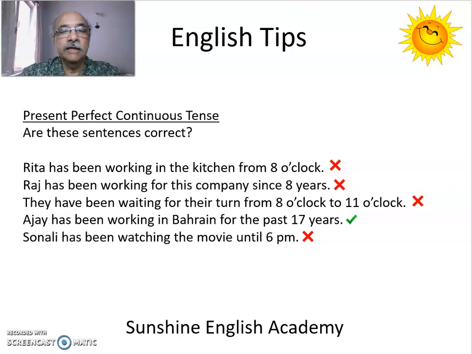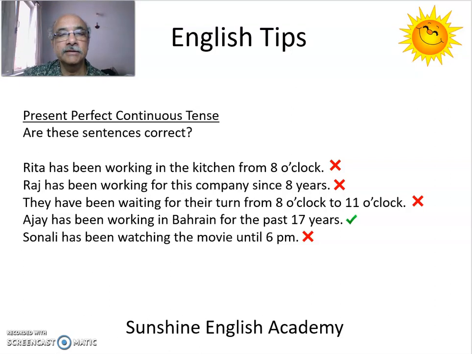The next sentence, they have been waiting for their turn from 8 o'clock to 11 o'clock. Again, this is incorrect because here we have mentioned till when the action has been going on. We can't say they have been waiting until 11 o'clock. In the present perfect continuous tense, we don't need to mention till when the action has been going on. The correct sentence would be, they have been waiting for their turn since 8 o'clock.